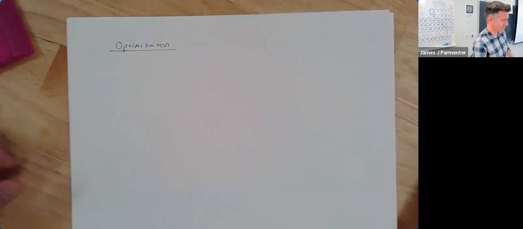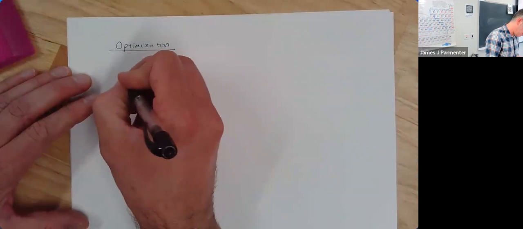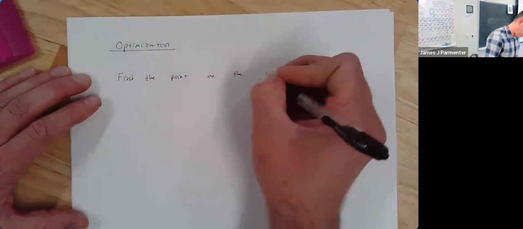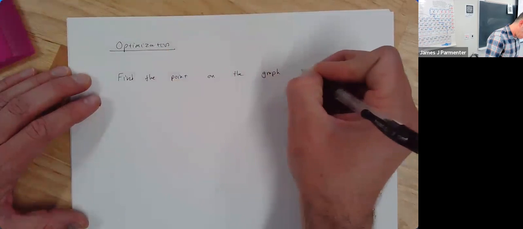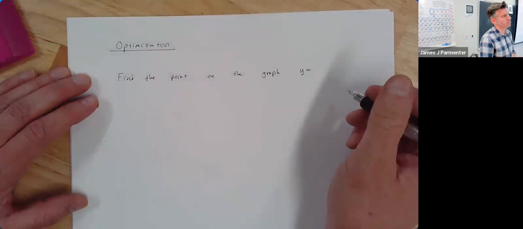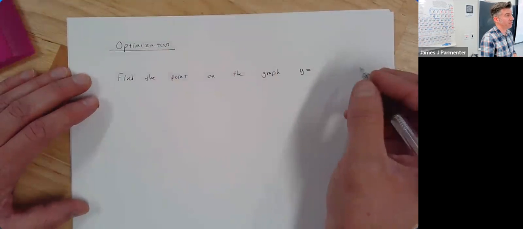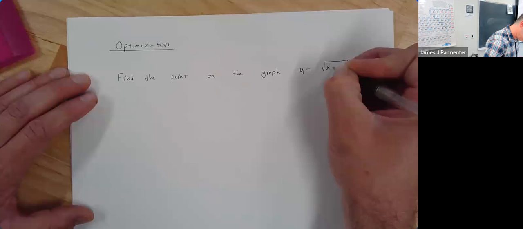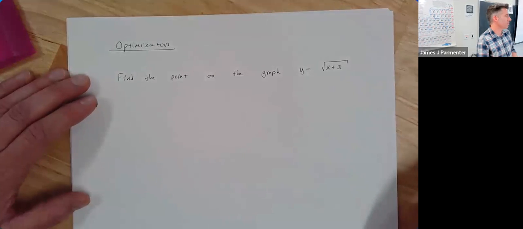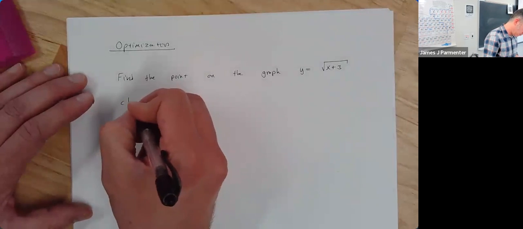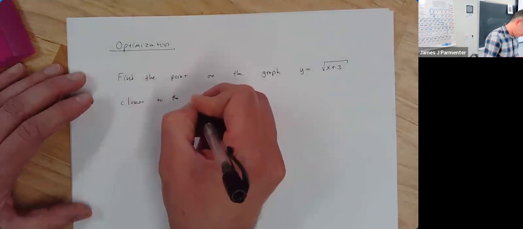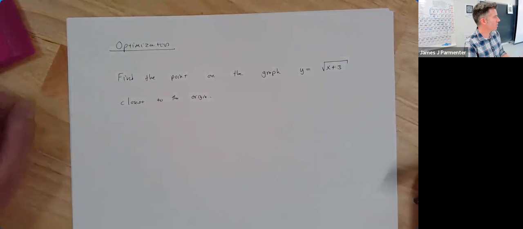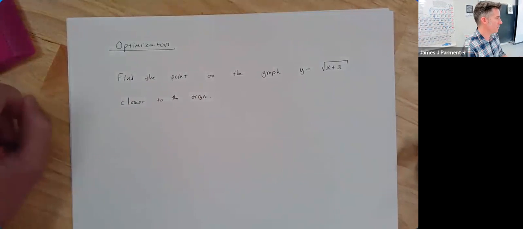Okay, here's something I could see her asking. Find the point on the graph y equal to, sorry, I have to think for a second. Sure. Square root of x plus 3. Yeah. Closest to the origin. This is a totally reasonable optimization question.